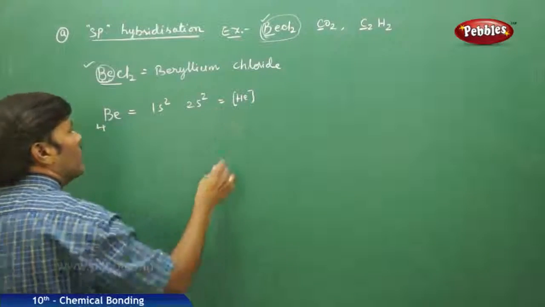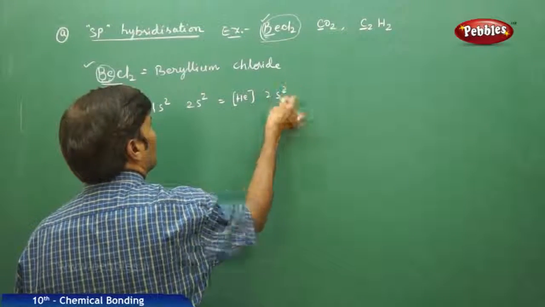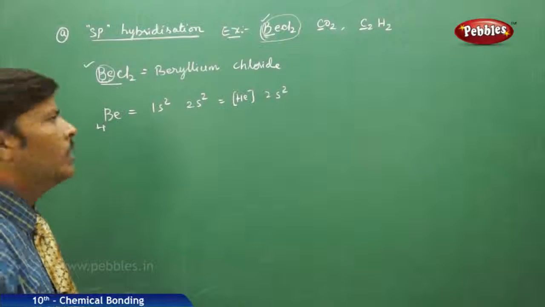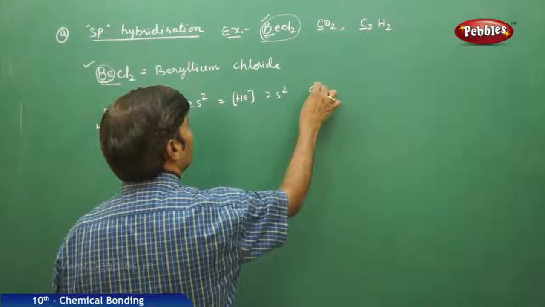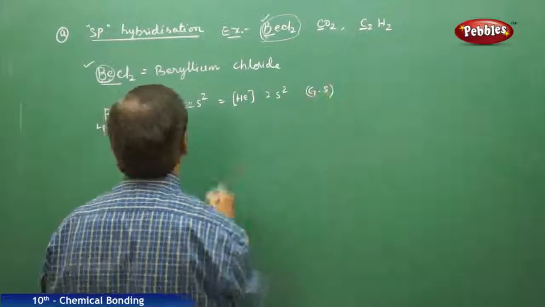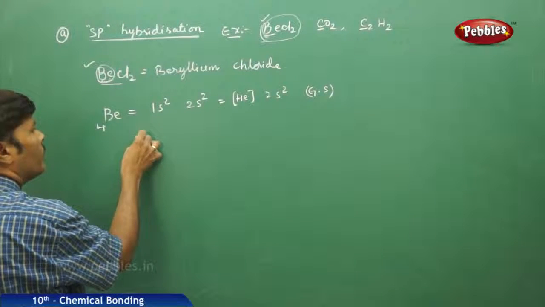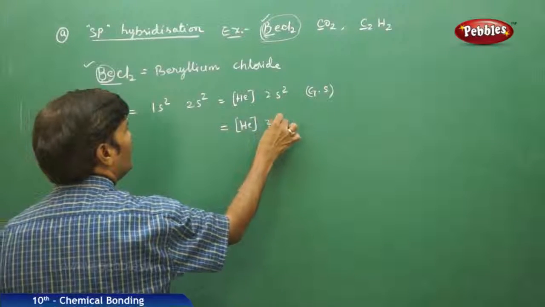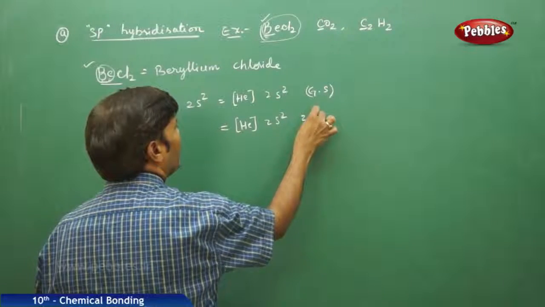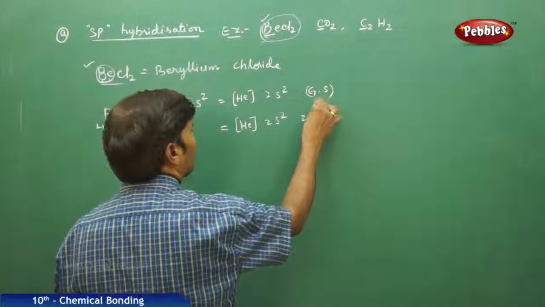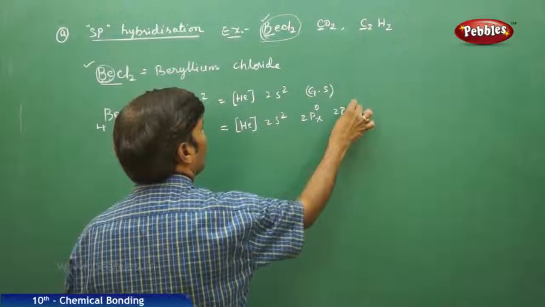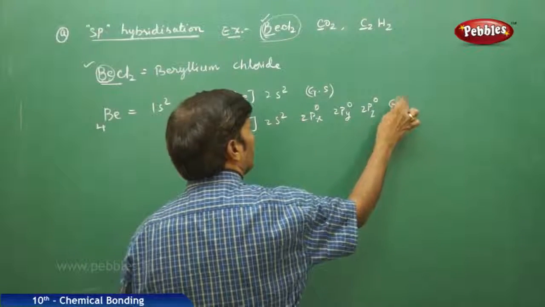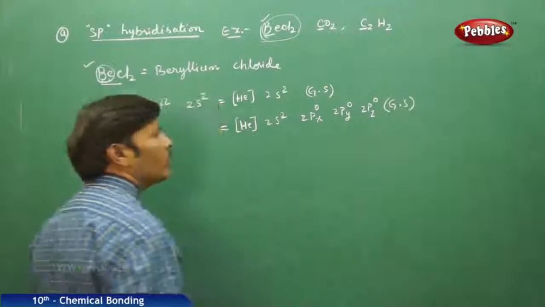2s2. Helium of 2s2 is the nearest noble gas configuration. Let us take this as the ground state electronic configuration of beryllium. Now you have to convert this configuration from ground state to excited state configuration. So helium of 2s2 of 2px0 2py0 2pz0 is still the ground state electronic configuration.